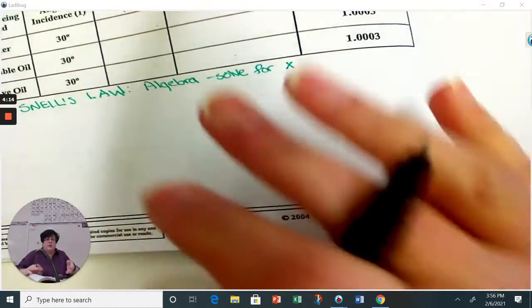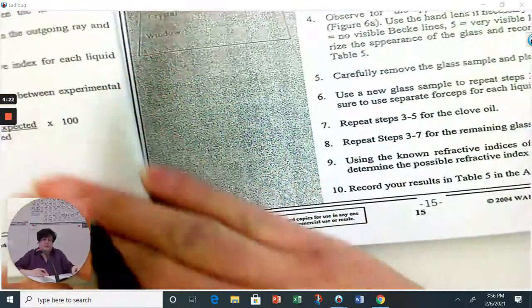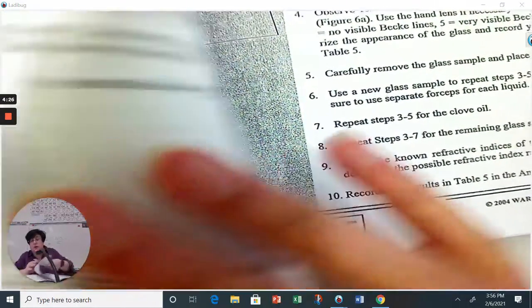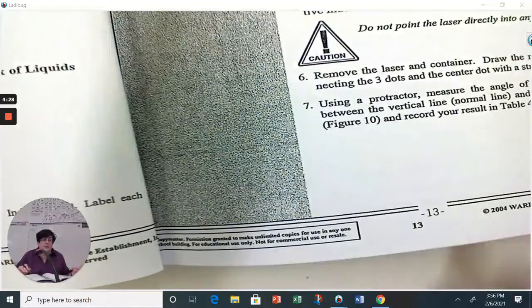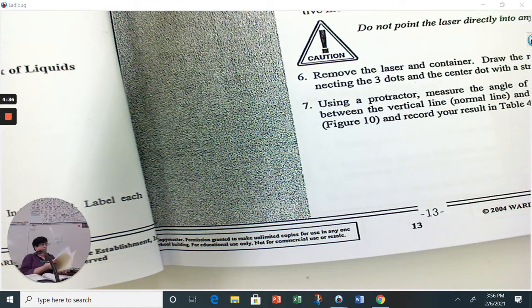Okay, so if we look back, there's Snell's law in here and there's Snell's law in our notebook. It didn't give us the Snell's law here. So I'm going to pull it out of our notebook. So in our notebook, so you know where to go to look, and I have to pull it up. Oh, shoot.